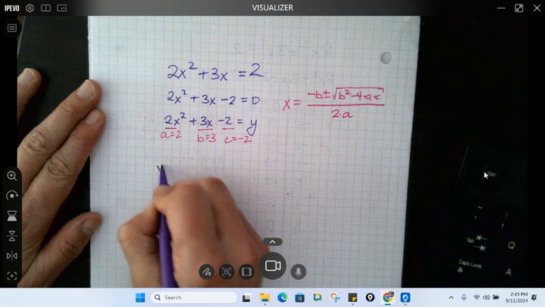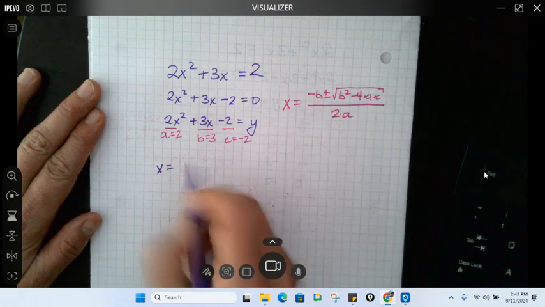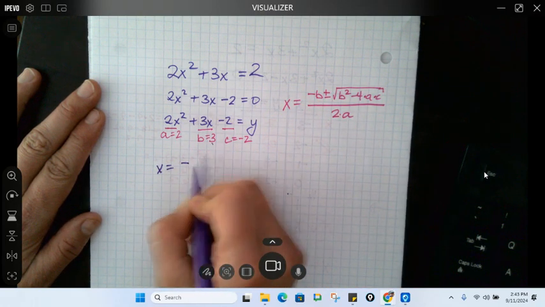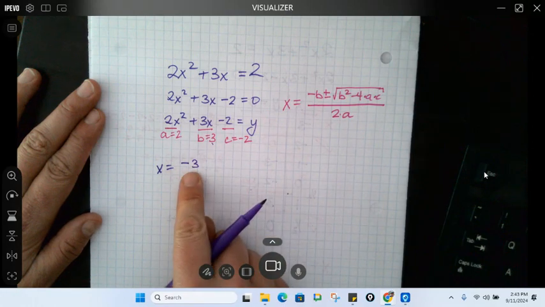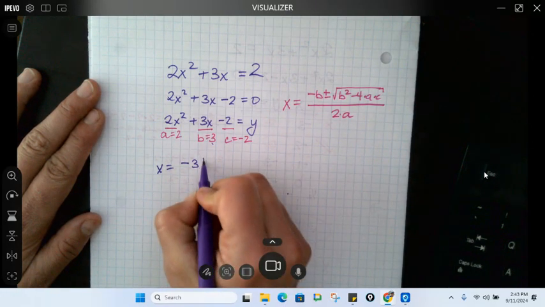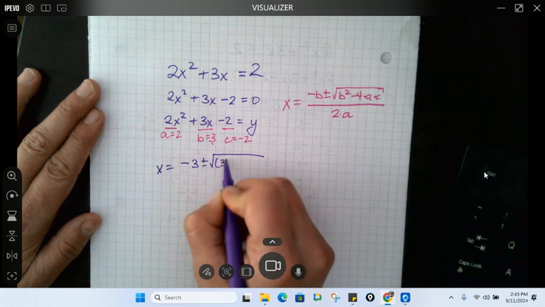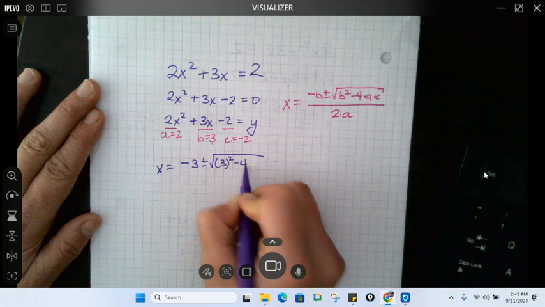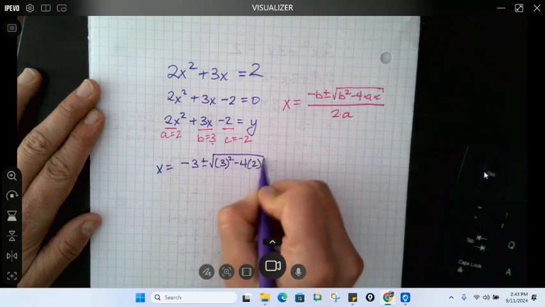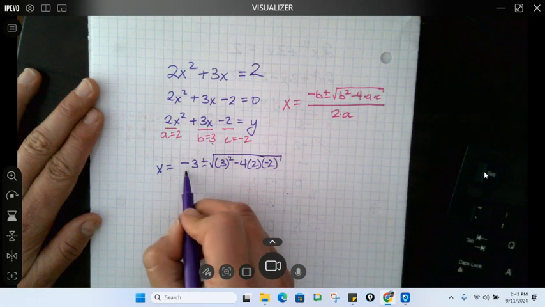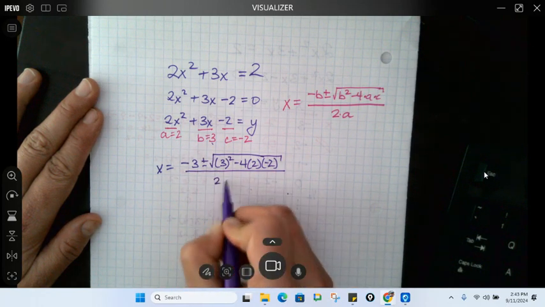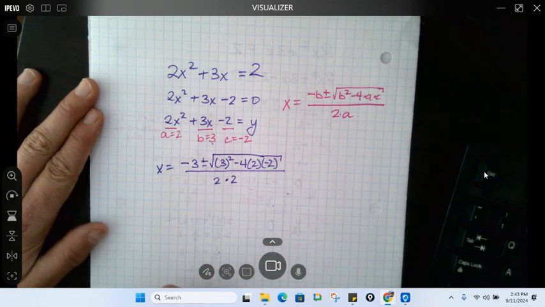So it starts out with a negative of b. So I have a negative of b, which is a 3. So it looks like it's a negative 3, but it's a negative of my b value of 3, plus or minus the square root of b squared minus 4 times a times c, and again, all under the square root, all over 2 times a, which would be 2.